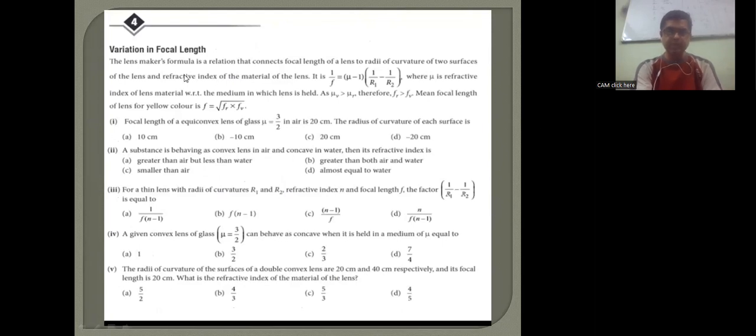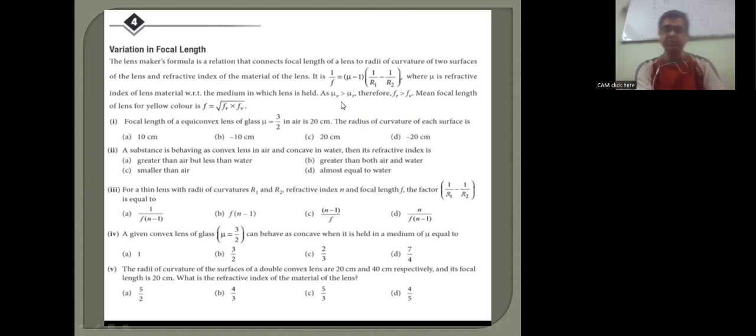The lens maker formula is a relation that connects the focal length of the lens to the radii of curvature of the two surfaces of the lens and the refractive index of the material of the lens. It is 1 by f equals mu minus 1 times (1 by r1 minus 1 by r2), where mu is the refractive index of the lens material with respect to the medium in which the lens is held.